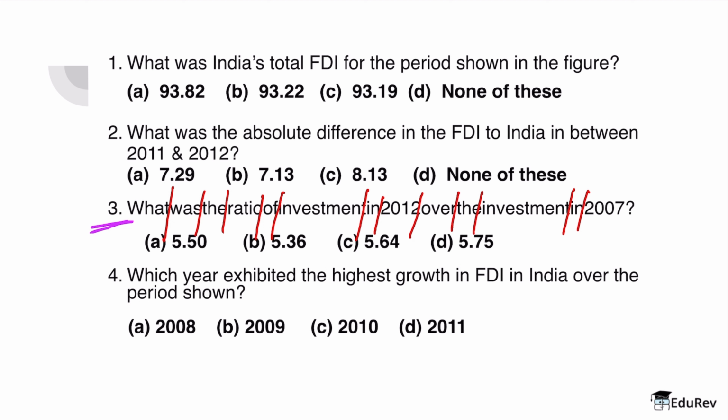Correct? What were the answers here? This one was the answer. Then 7.13, this one was the answer. Okay. So we were doing this question. So let's do this question.